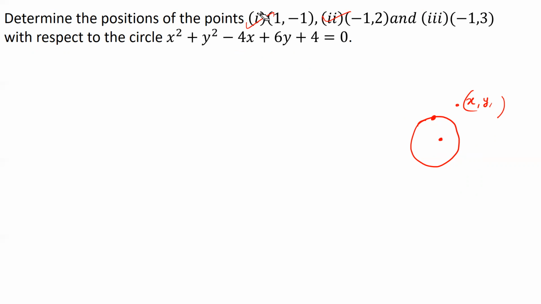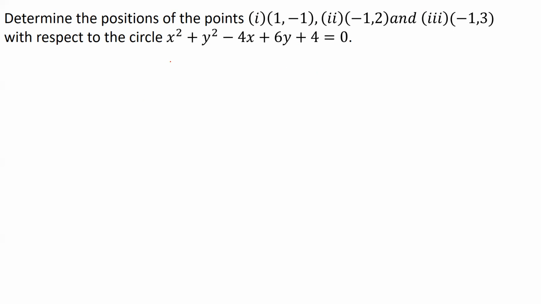So always remember this rule of thumb: if a point lies outside the circle, just put down the coordinates and you will get greater than 0. If it lies inside the circle, put down the coordinates on the left hand side, you'll get something less than 0. And if it is equal to 0, it will lie on the circle. So let's quickly check for these 3 points.